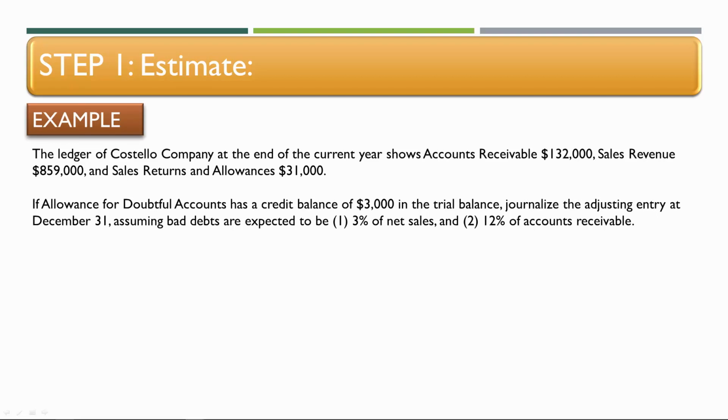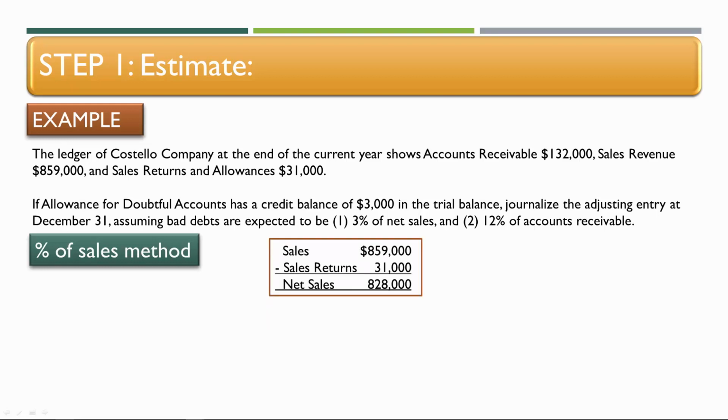The ledger of Costello Company at the end of the year shows an accounts receivable balance of $132,000, sales revenue of $859,000, and sales returns and allowances of $31,000. If the allowance for doubtful accounts currently has a credit balance of $3,000 in the trial balance, we're going to journalize the adjusting entry of December 31 for bad debts, and we're going to assume that they are 3% of net sales. So right now we're going to do the percentage of sales method, and the company expects not to collect on 3% of their net sales.